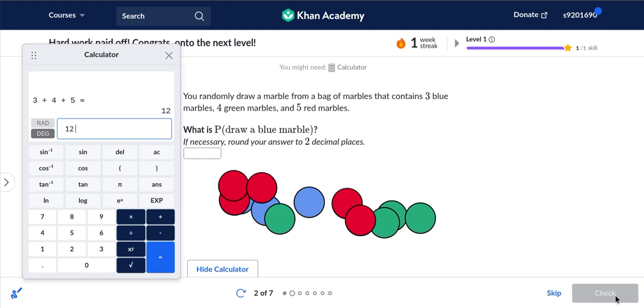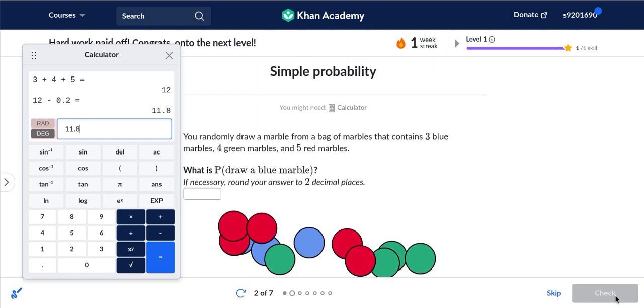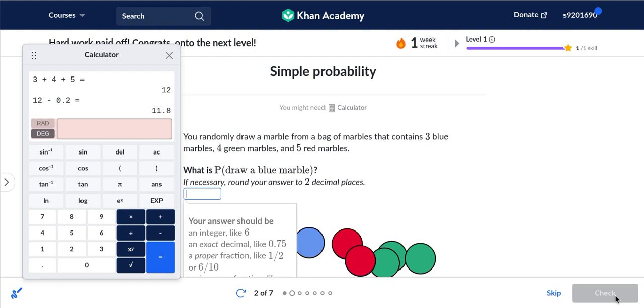And 12 minus 0.2 equals 11.8. So 11.8 with the P equals, that won't make sense. So it's 11.8. Maybe. Hold on, you guys.